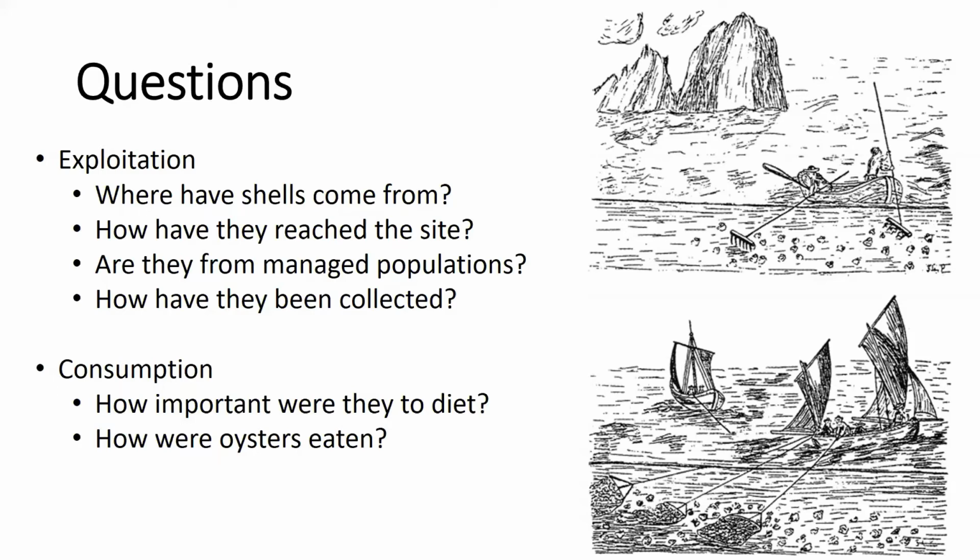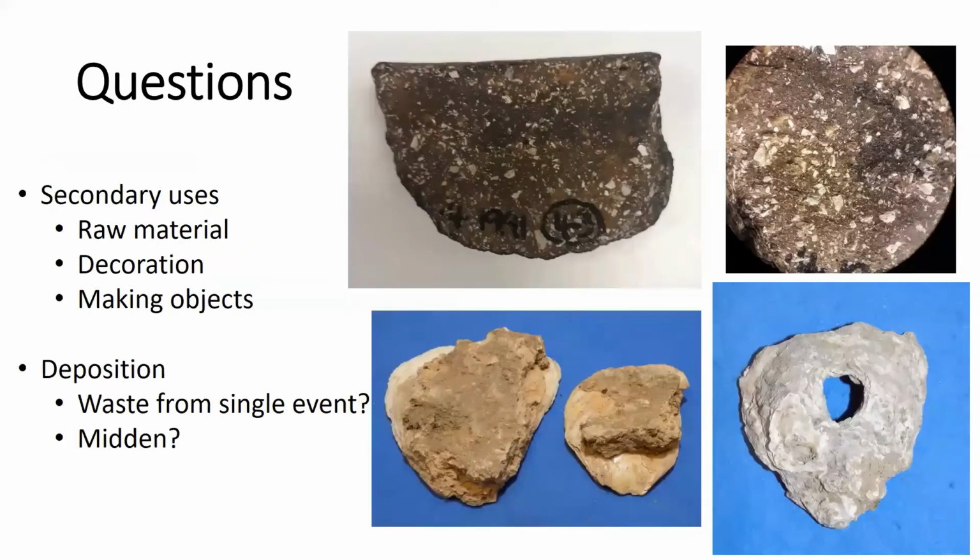And so the other types of questions I want to ask are about secondary uses of the shell. So obviously it goes without saying that the primary use of an oyster shell is to hold the oyster, which you're planning on eating at some point. However, once you've eaten the oyster, you still have the shell. And it's not the case that it's simply always thrown away. We can sometimes identify that the oyster shells have been put to secondary uses.